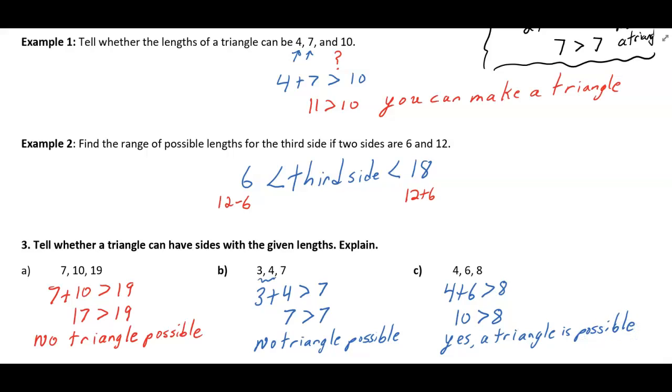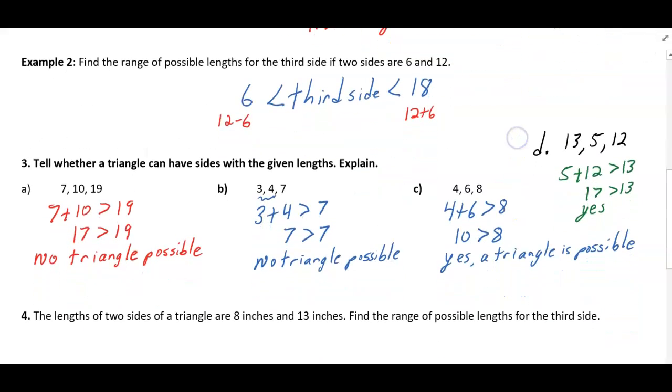Now I'm going to add a letter D here because sometimes the numbers are not in order. So if I said 13, 5, and 12, don't just do the 13 and the 5. Your work would be incorrect. You always want to do the two smaller sides. So you want to do 5 plus 12. Is that bigger than 13? So 17 is bigger than 13. So yes, a triangle is possible. So be careful. The numbers are not always in the same order.